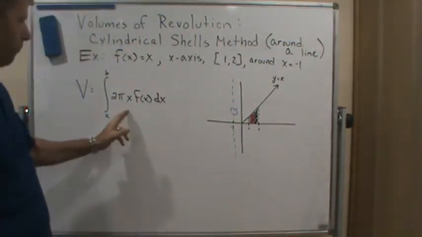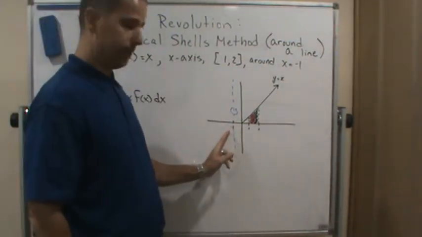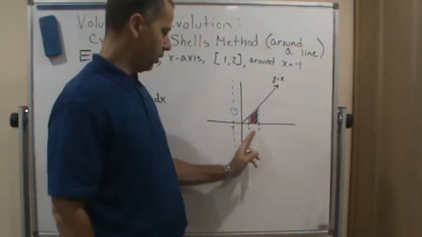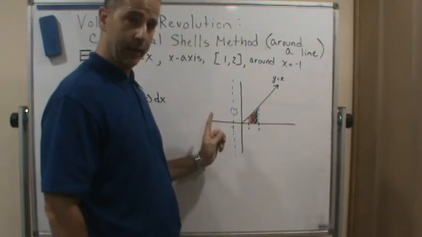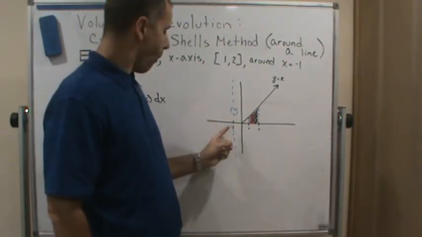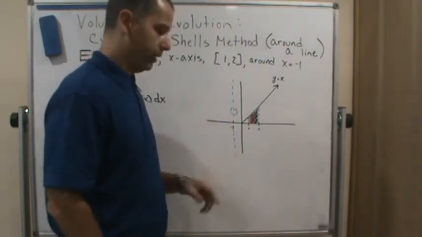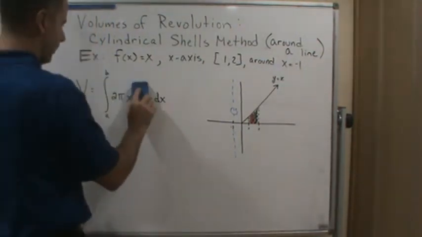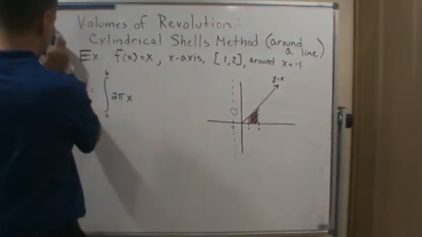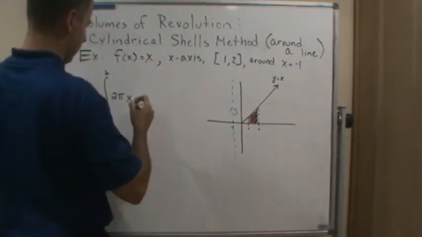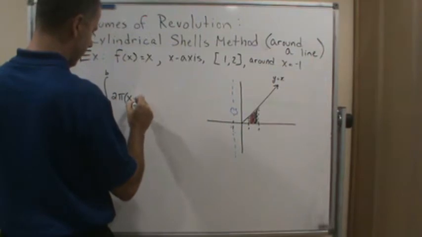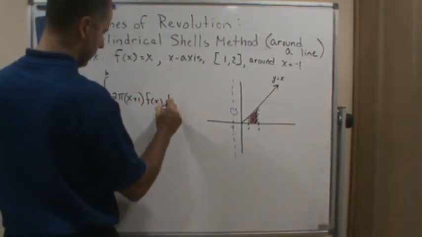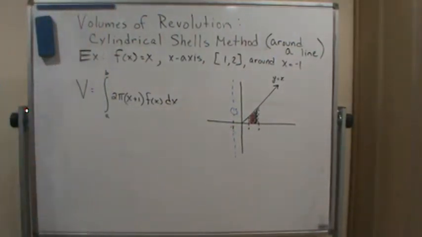But now, since I'm going further to the left, I'm adding distance to the radius of my shell. That means I'm going to have to add 1 to my x. So I have to rewrite this as 2 pi times x plus 1 times f of x dx. And so that's where we're going to start.